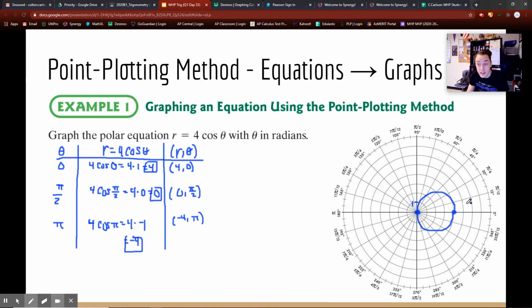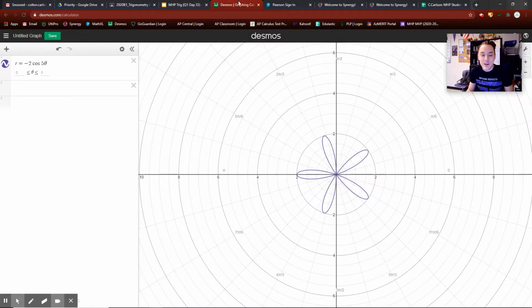I know I'm butchering that really bad, so I'm going to go to Desmos real quick and show you. But that's basically, when they ask you to plot points, that's really what you're going to be doing, literally just plugging in points. Okay? That's what I mean by difficult. It's just difficult to get through because it's so freaking boring. So let's plug it into Desmos. I have 4 cosine theta.